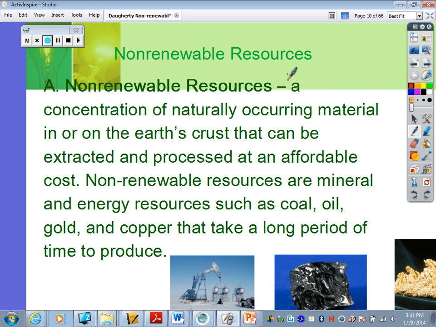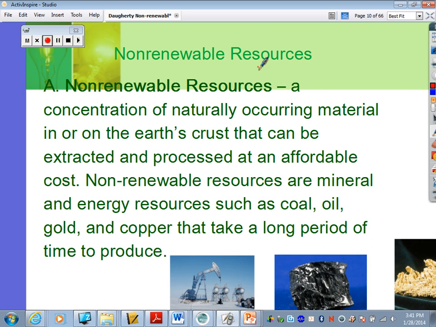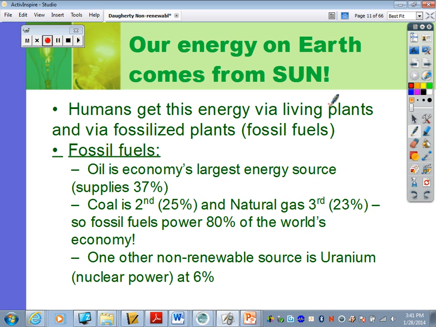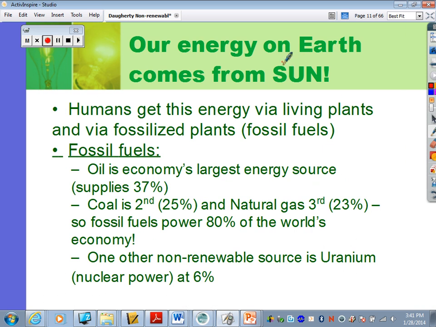Okay, so more on non-renewable resources. Again, this is just kind of a repeat of what we just talked about. Now, it doesn't have to be coal, oil, and gas. They could be minerals like gold and copper. They're things that take a long period of time to form. And so, in a few moments, we'll talk about how our main fossil fuels on this planet formed.